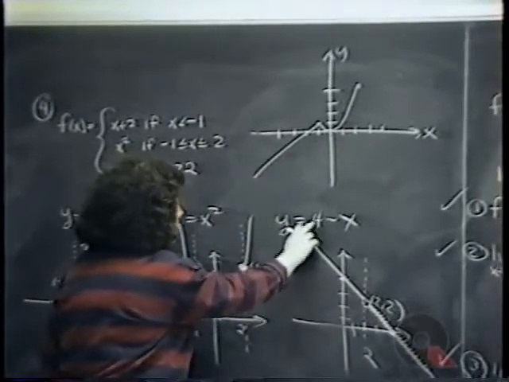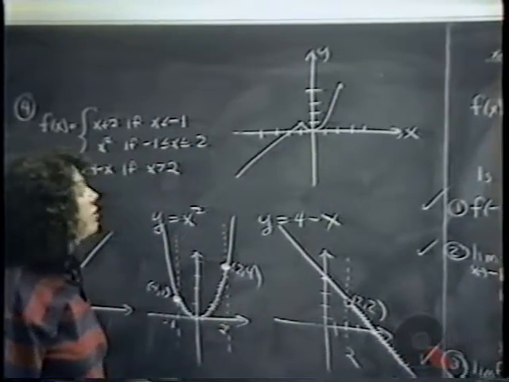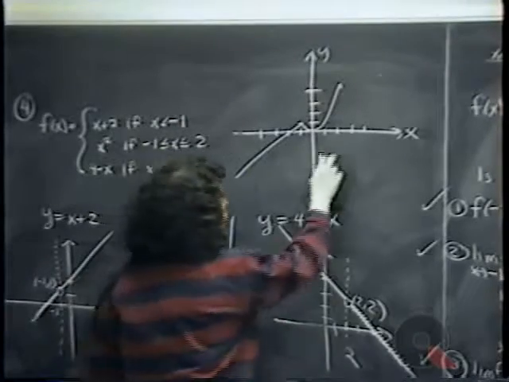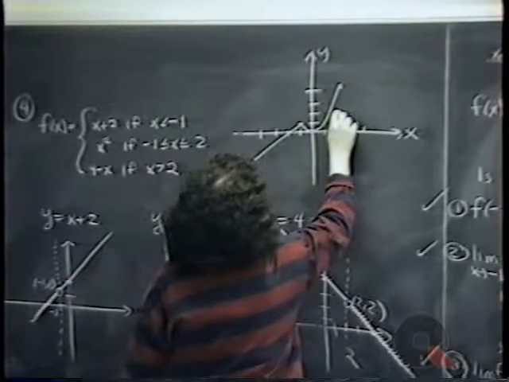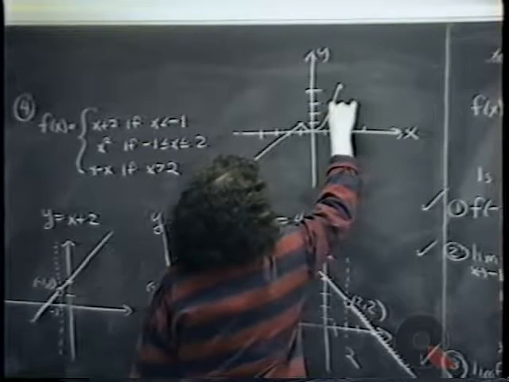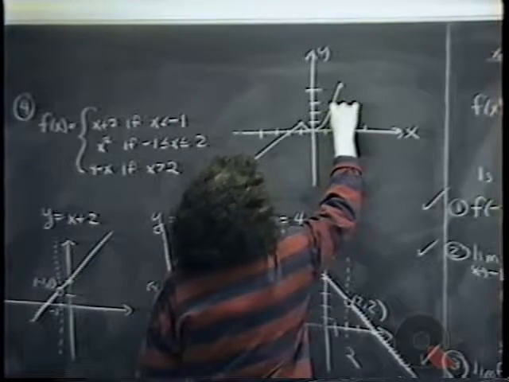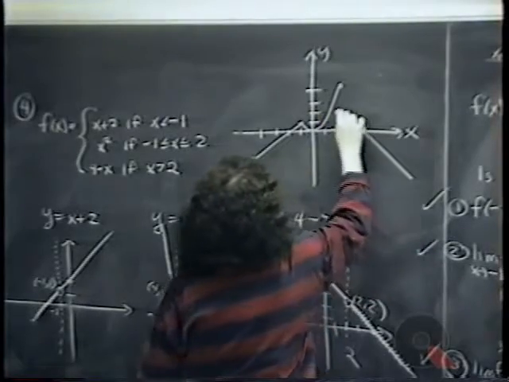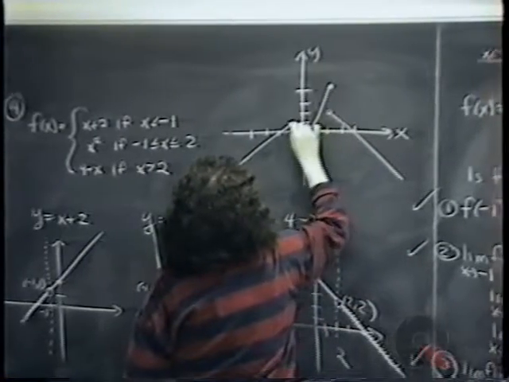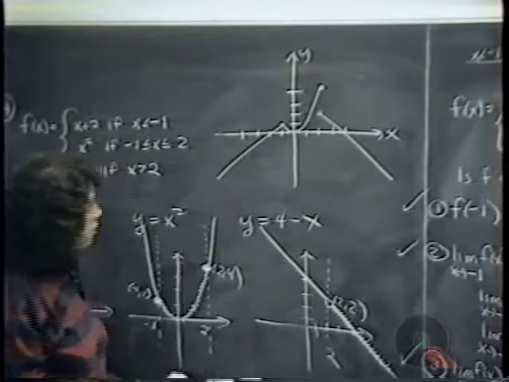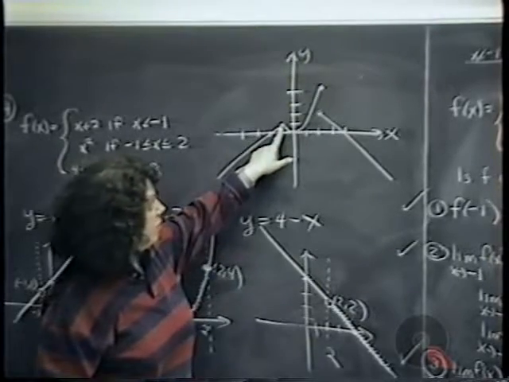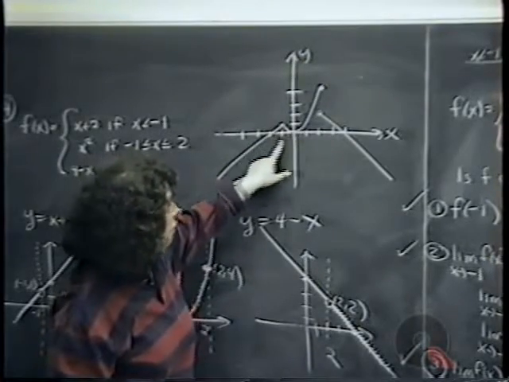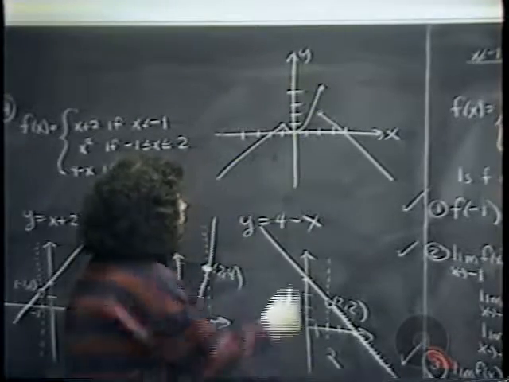But then when we're greater than 2, we start on this line y equals 4 minus x, which starts at (2, 2) with an open circle here, and then continues on down. So we can see that this function was continuous at minus 1, which is what we found out, but it was not continuous at 2.